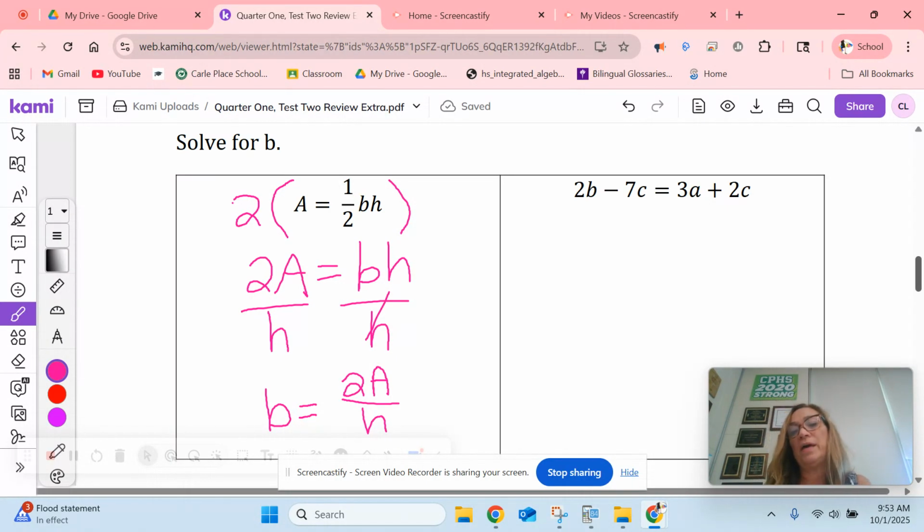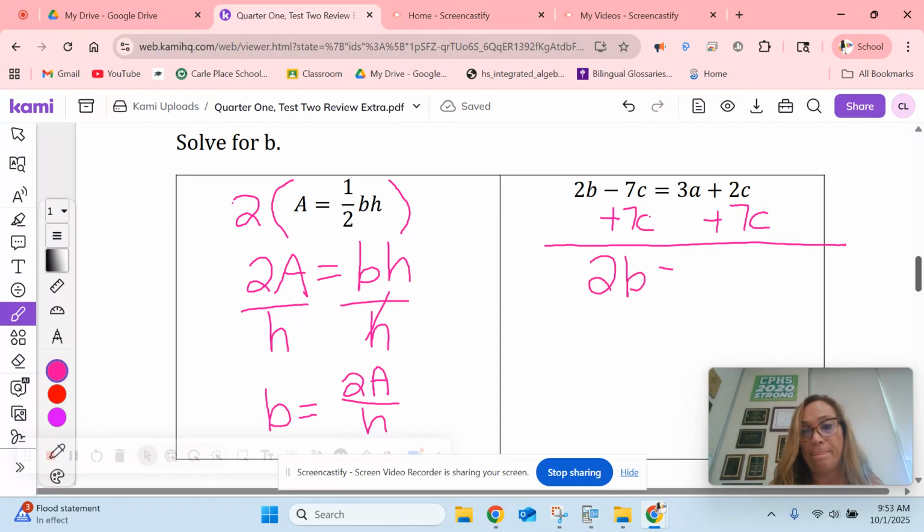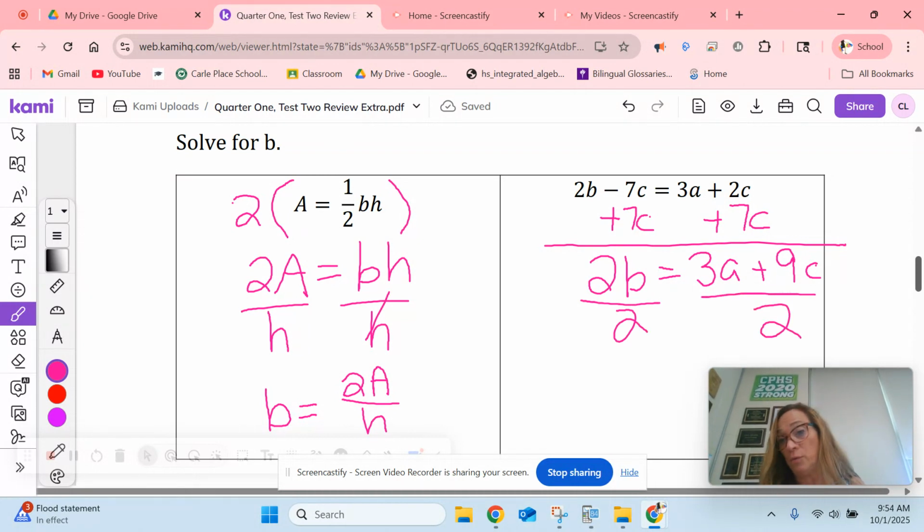Okay, so now for this one, I do have a -7c and a 2c, so I'm going to combine them. I'm actually going to move the -7c, which is something we might not normally do, but remember the idea is moving away from the b. So I'm going to add 7c to move away from the b, because I'm solving for b. And that gives me 2b equals 3a plus 2 plus 7, which is 9. And now I'm just going to divide by 2, because remember, I'm trying to get the b alone.